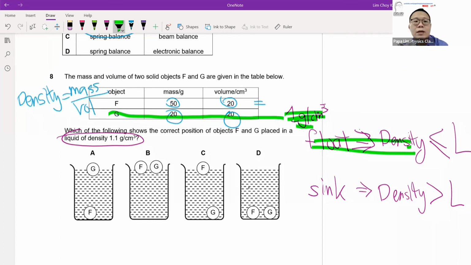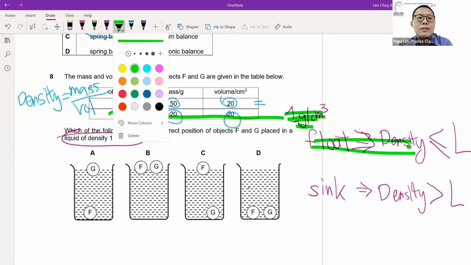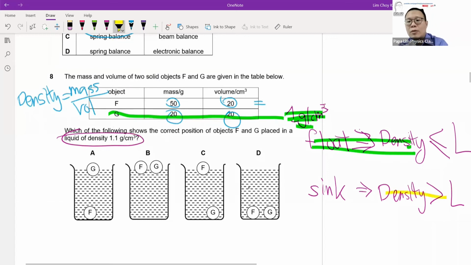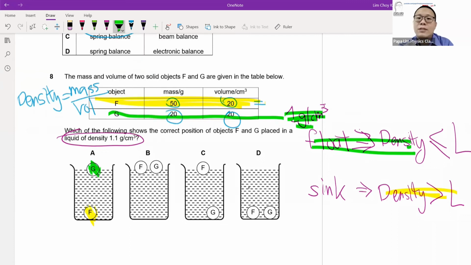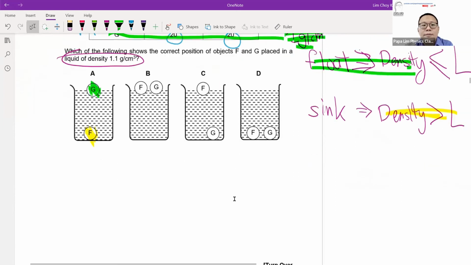Then you look at F. 50 divided by 20 is confirmed more than 1.1, so F will definitely sink because it is more than 1.1. G will float, F will sink. So the only option that fits this condition is option A. That's how I know the option, based on the density: G will float, F will sink.